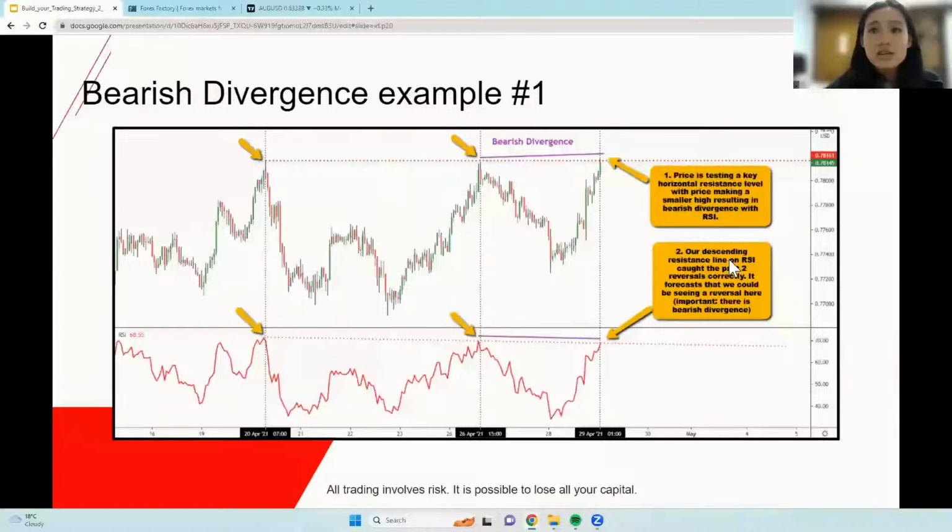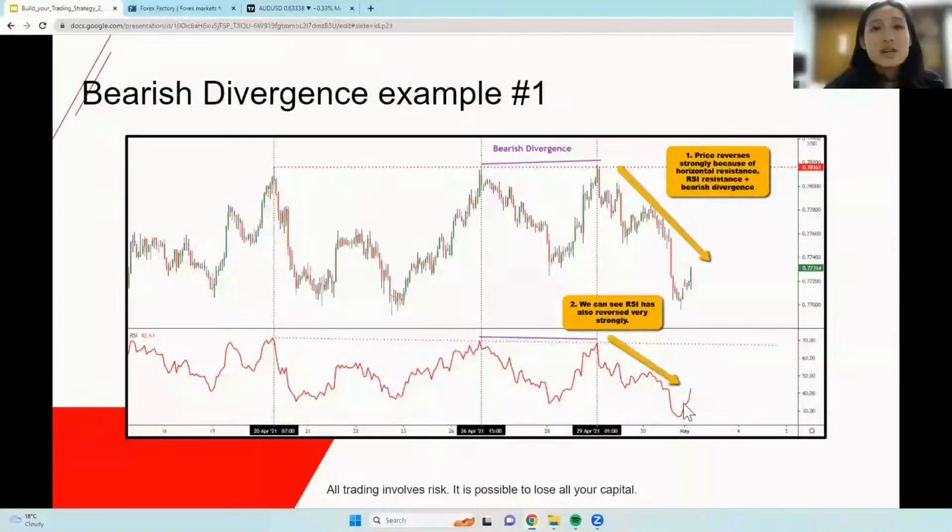Okay, so our descending resistance line on RSI caught the past two reversals correctly over here. You see there's two drops here, so we can expect that the third time we would be seeing another reversal over here. Next, this is just the example from here. You can see that price reverses strongly because of the horizontal resistance here, as well as the RSI resistance and bearish divergence.